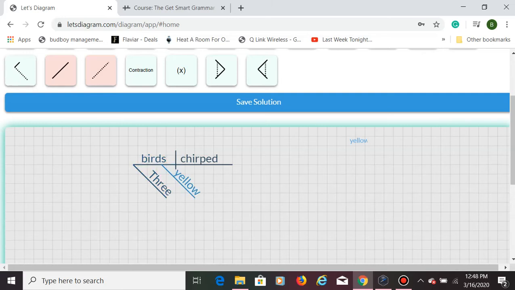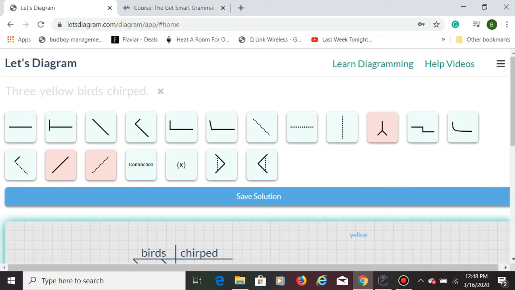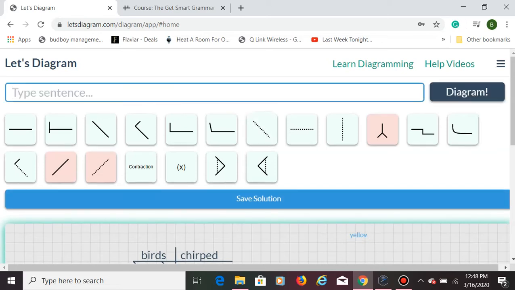Birds is our subject. Chirped is our verb. 3 is the adjective modifying birds and answers how many. How many birds? 3 birds. Yellow is our adjective modifying birds and it answers which one. Which bird? The yellow bird. Good. Next.